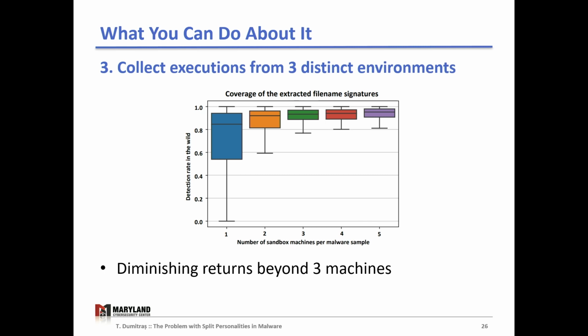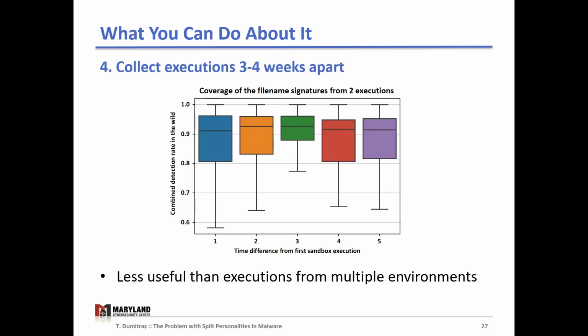After observing a sample in a small number of environments, we can get a good coverage of its behavior. Now, behaviors also vary over time. Here, you want to collect executions 3 to 4 weeks apart. However, this seems to be less useful than executing the sample on multiple machines in terms of improving the coverage.